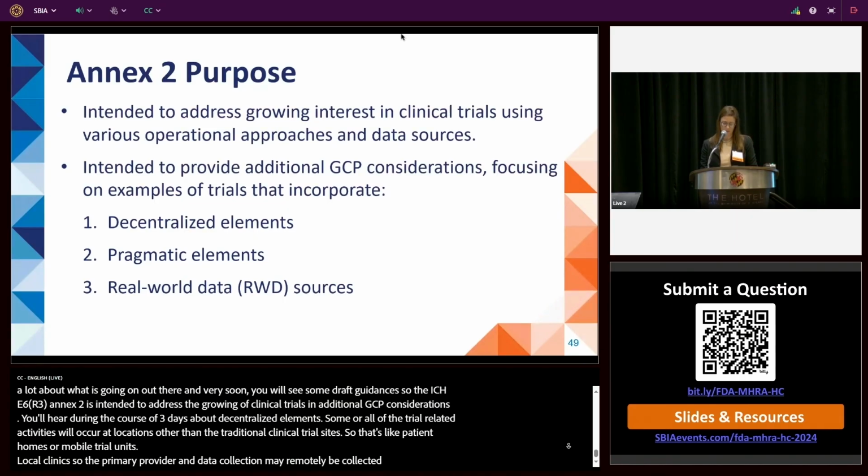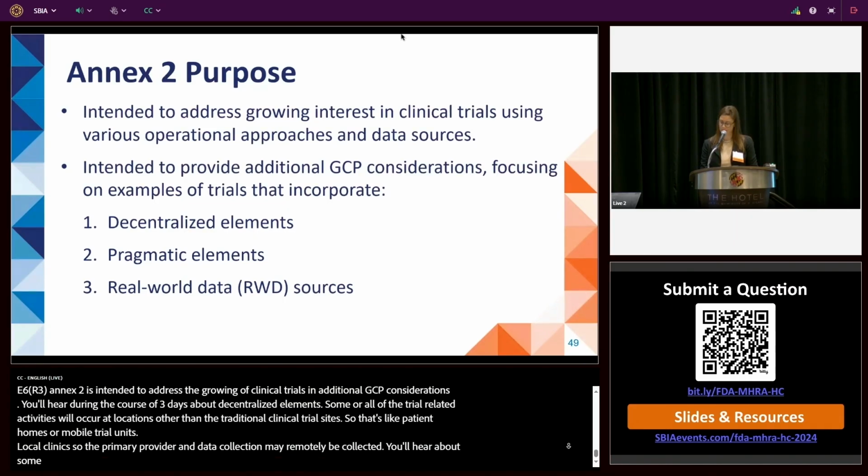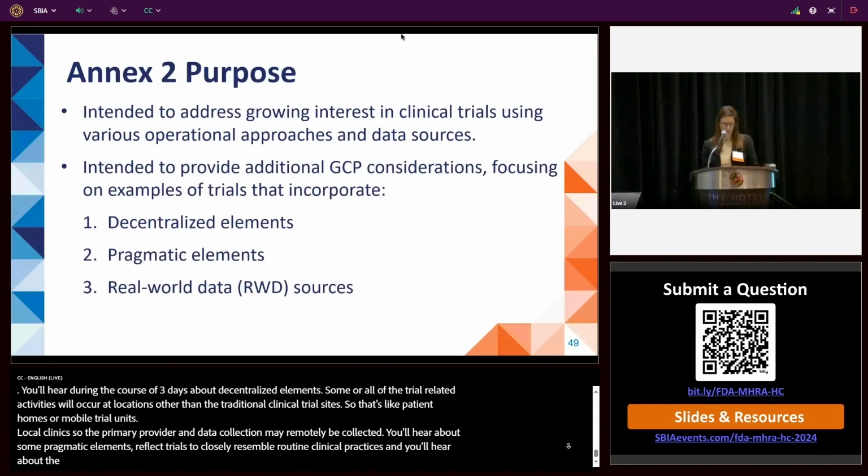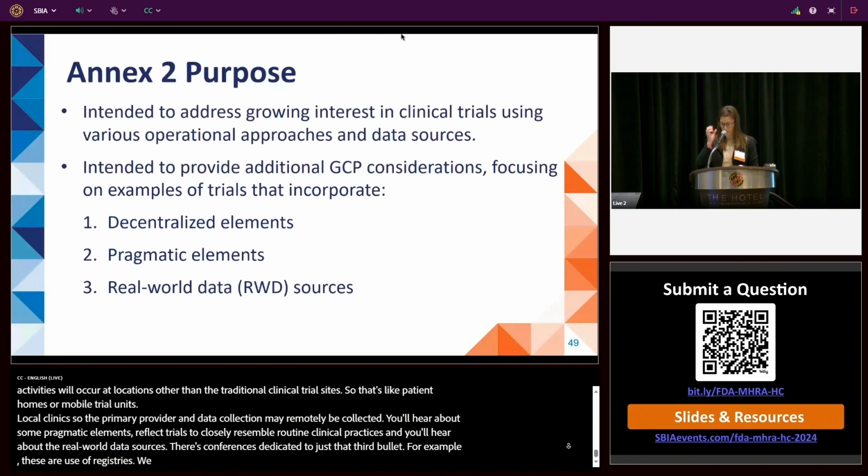Those reflect trials that closely resemble routine clinical practices. And you'll hear about some real world data sources. There's conferences dedicated to just that third bullet. For example, those are use of registries. We see that sometimes in oncology files, electronic health records, hospital data, pharmacy and medical claim data or wearables.